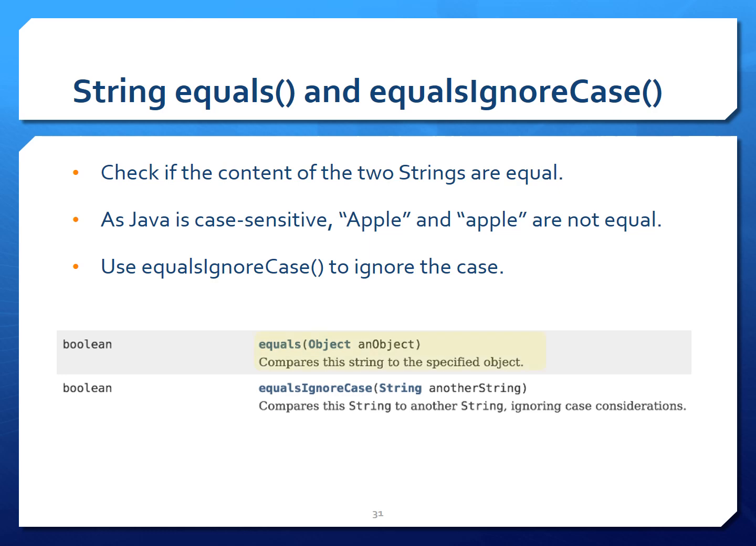Next, we will learn how to use equals and equalsIgnoreCase methods. These two methods check if the content of the two strings are equal. Java is case sensitive. Therefore apple with uppercase A and apple with lowercase a are not equal. The first method, equals, is case sensitive. It will take the case of each character into consideration when comparing the content of the two strings.